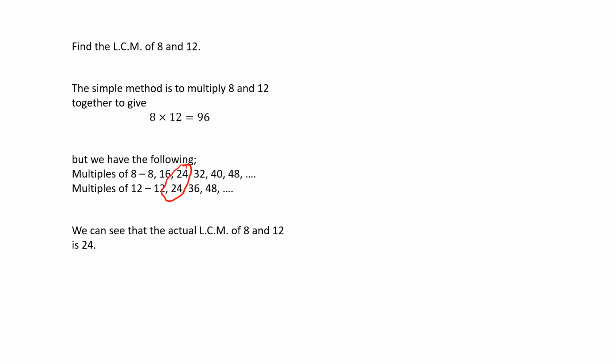So what we do is, if we divide 8 times 12, which is 96, by 24, which is the lowest common multiple of x and y, we get the value 4. And that value of 4 is actually the highest common factor of 8 and 12.